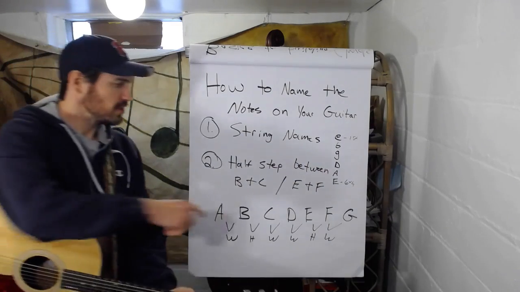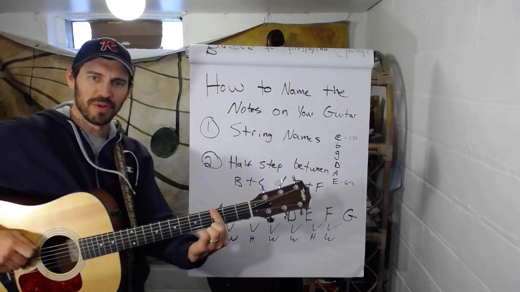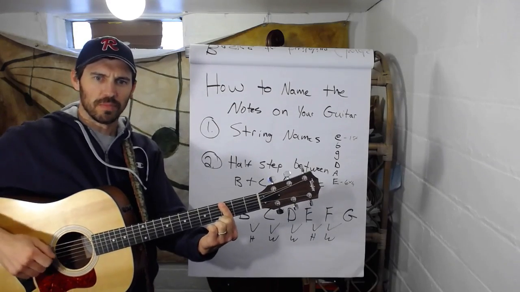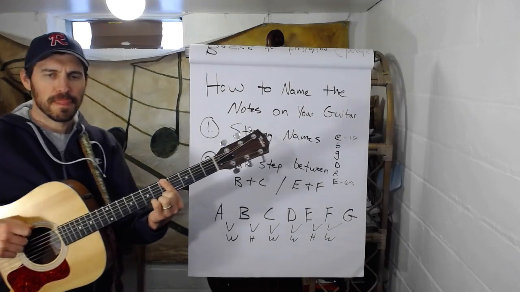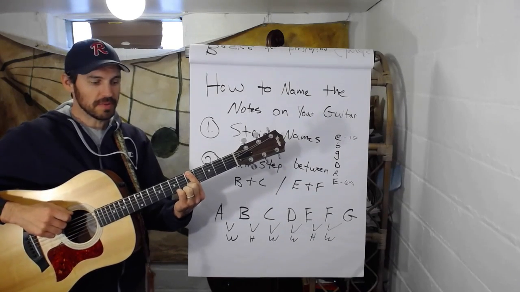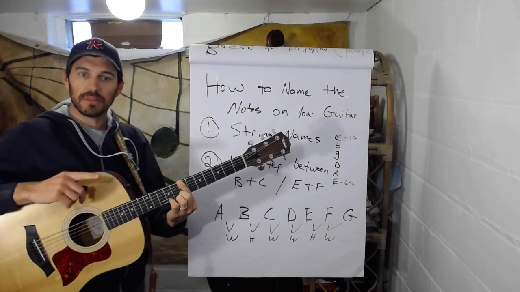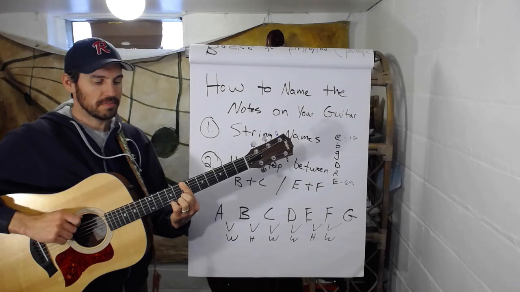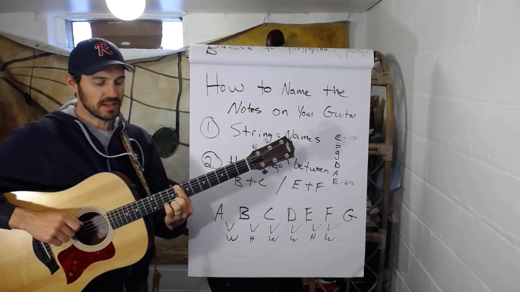Okay, it comes back around here, but between G and A is a whole step. So if I'm on a G note, I'm going to go up a whole step, 2 frets, A. And then A to B is a whole step, A to B. 7th fret now. Now look, B to C, half step right there. B to C, 8th fret. C to D, whole step.